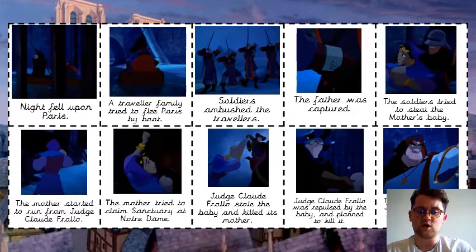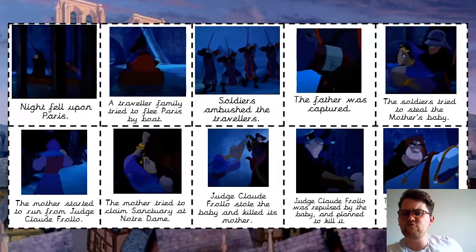However, Judge Claude Frollo gets to her first, and he steals the baby and kills its mother. Now, he doesn't murder her, but he knocks her over and she hits her head on the stairs and dies, unfortunately. In the ninth scene, Judge Claude Frollo was repulsed by the baby and planned to kill it. As you may know, the baby is going to grow up to be the Hunchback of Notre Dame, so he's disfigured. So again, because of his hatred and because he's scared of anything different, Judge Claude Frollo is put off by the fact that the baby doesn't look like an average baby.